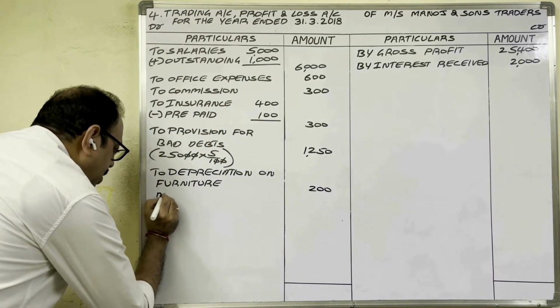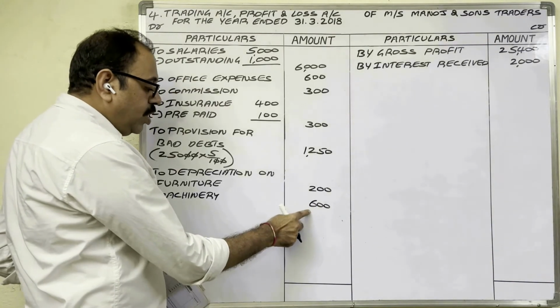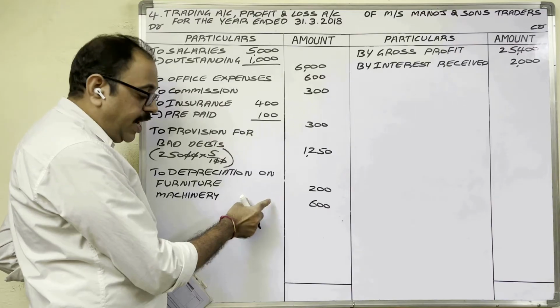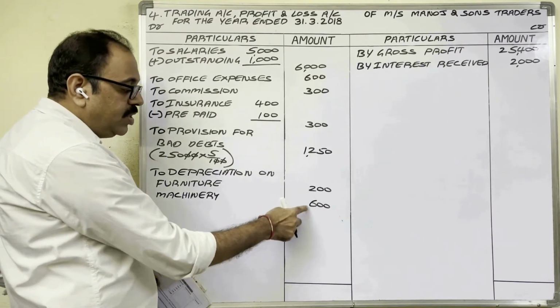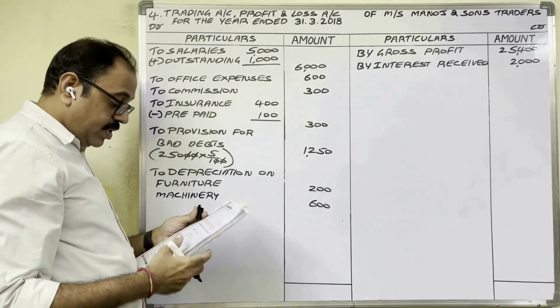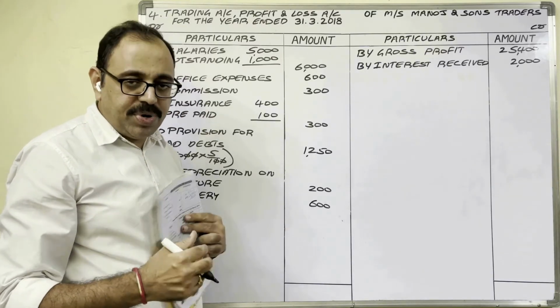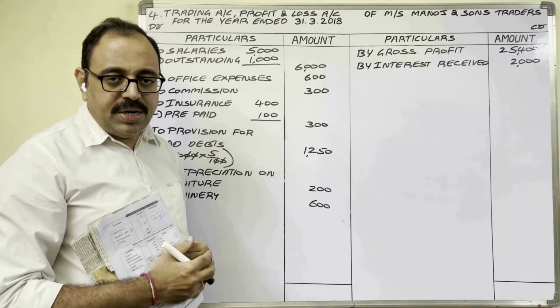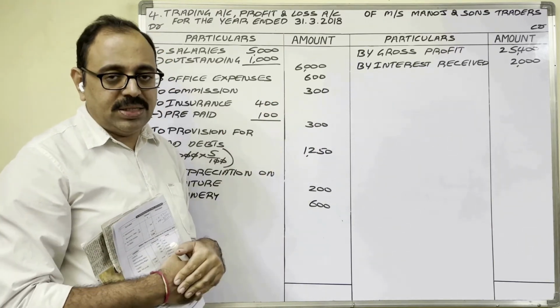Similarly, depreciation on machinery 600. You can write these two amounts in inner column also and total 800 in outer column. Both are okay. Directly write down these two amounts in outer column, otherwise total in outer column. Next, outstanding wages 1200 completed. All amounts are completed. Finally, we have to calculate the net profit or net loss.